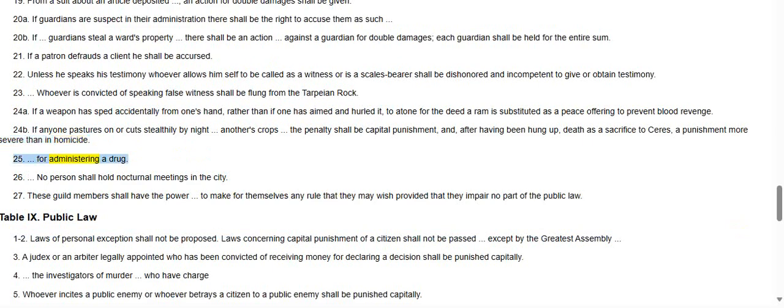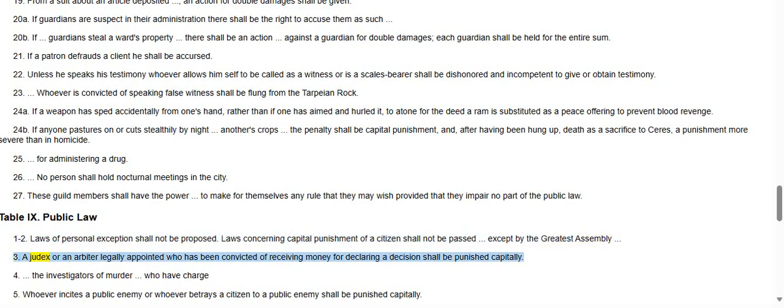25. For administering a drug. 26. No person shall hold nocturnal meetings in the city. 27. These guild members shall have the power to make for themselves any rule that they may wish, provided that they impair no part of the public law. Table 9. Public law. 1-2. Laws of personal exception shall not be proposed. Laws concerning capital punishment of a citizen shall not be passed, except by the greatest assembly.